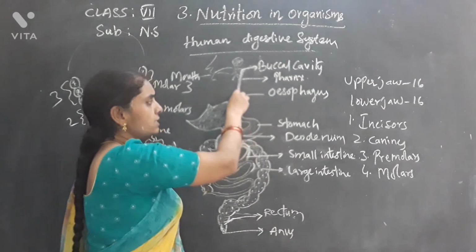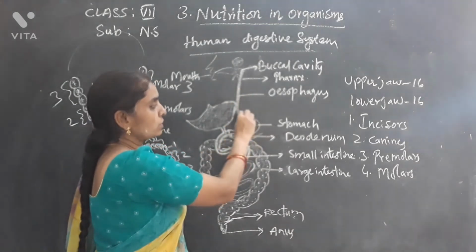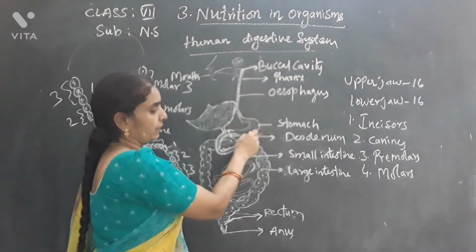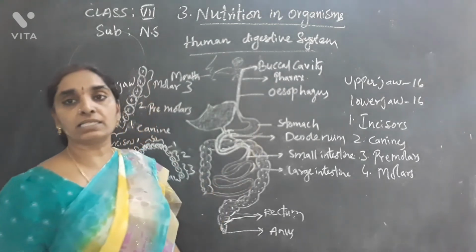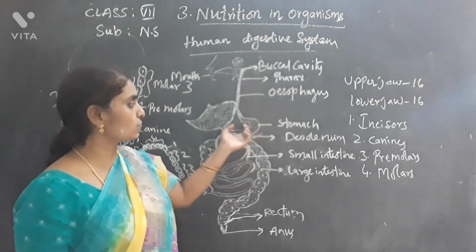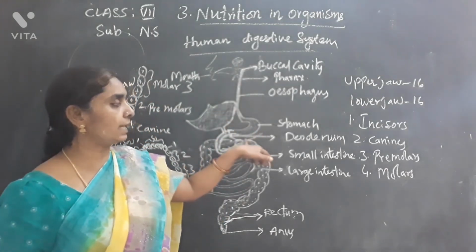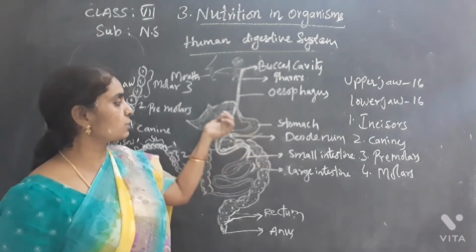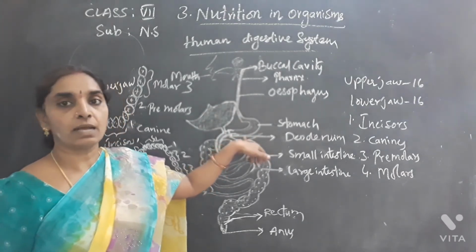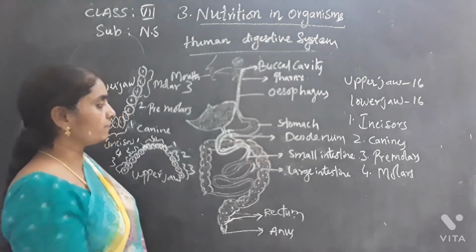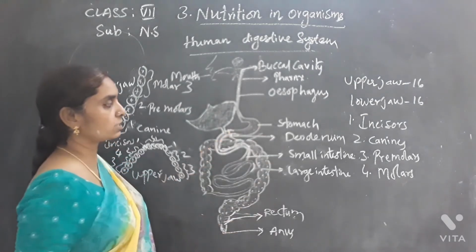The food that reaches the esophagus moves through the stomach, where it gets digested through the digestive juices that are secreted by the liver and pancreas. The liver secretes bile juice and the pancreas secretes pancreatic juice. So here the food is digested in the stomach.